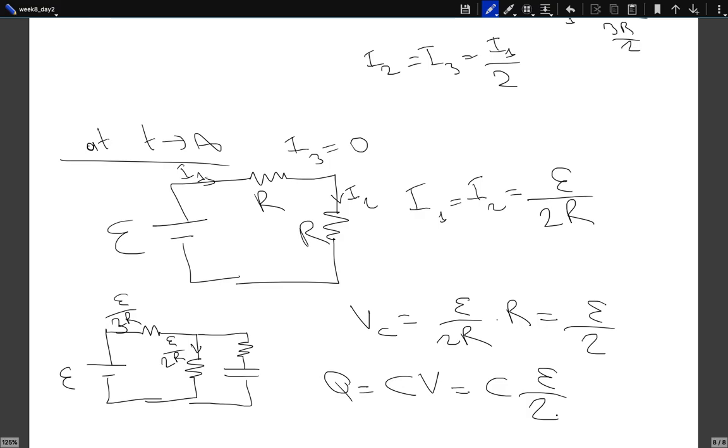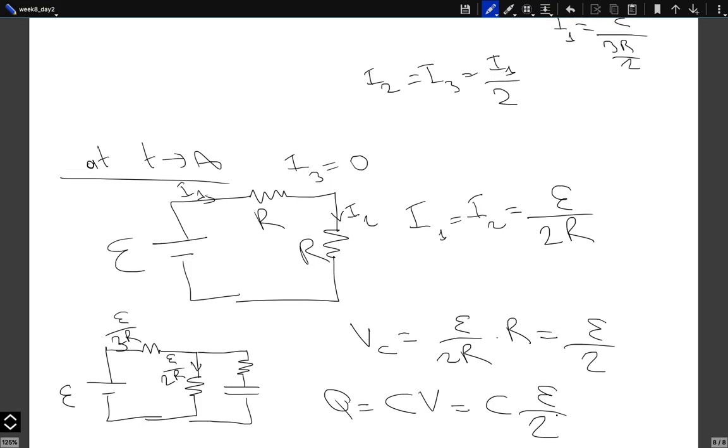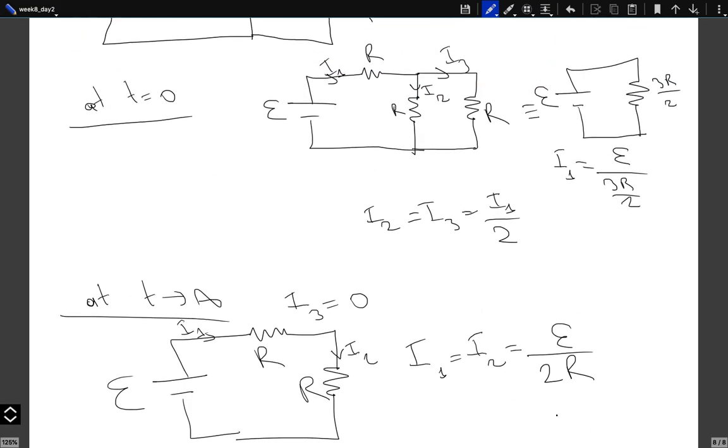So when you have capacitors in the circuit, it's easy to analyze the circuit initially when the capacitor is neutral, because it behaves as if it doesn't exist. It's also easy when the capacitor is fully charged, because what we mean by fully charged is that it no longer allows any current to run through it. So the current is 0, and the capacitor is as if it's an open circuit.